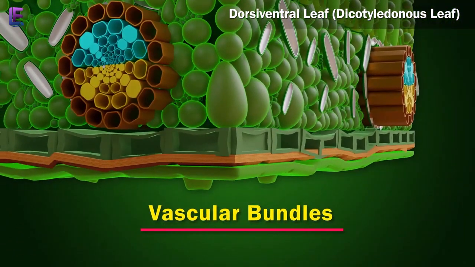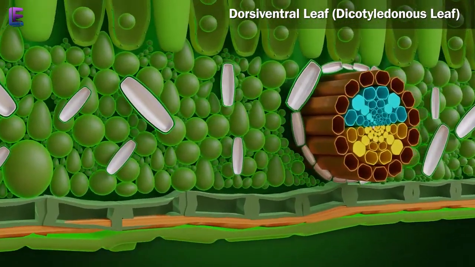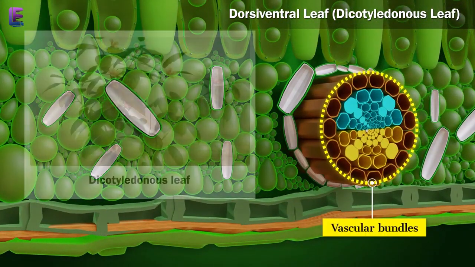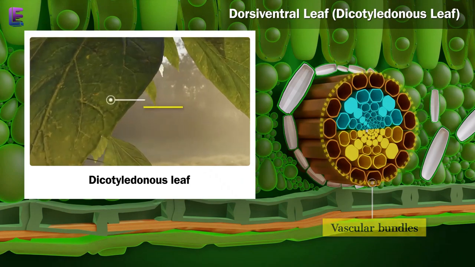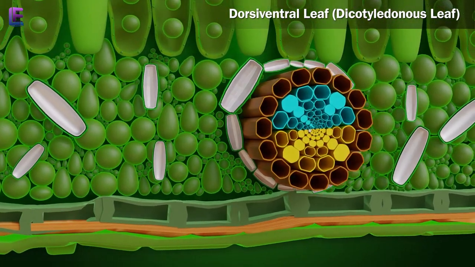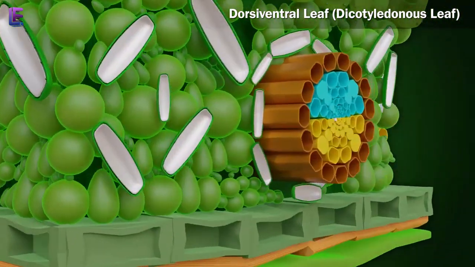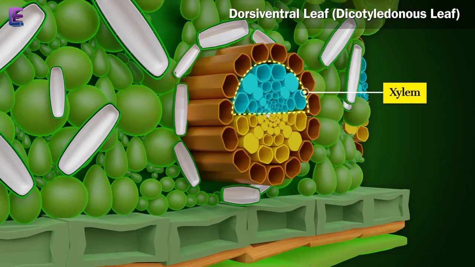3. Vascular bundles. The vascular bundles in the leaf are arranged in the form of veins. They provide strength to the leaf. The vascular bundle is round with xylem towards the upper epidermis and the phloem to the lower. They don't have a wall dividing them.